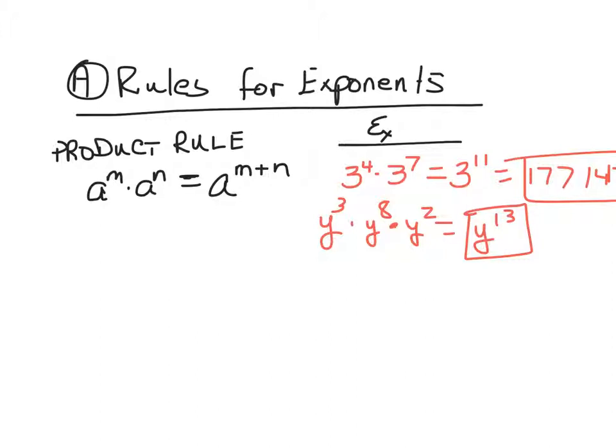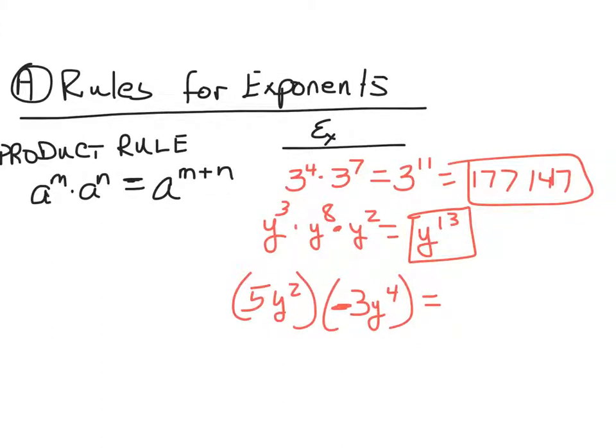Yes, ma'am. Okay, now, what if our variables have coefficients besides 1? Like 5y squared and negative 3y to the 4th. So class, here's a saying that I would commit to memory. Coefficients, you treat like normal. You do what you've always done with them. 5 times negative 3 has always been negative 15. And then we'll add the exponents on the y. How about negative 15y to the 6th?